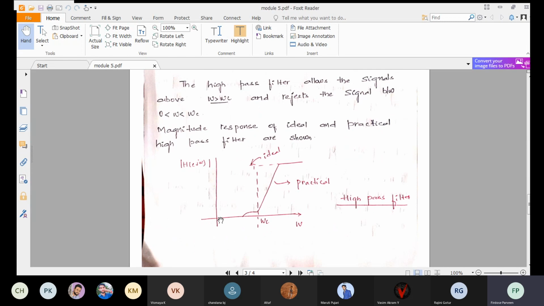See here, from 0 to omega c it blocks, whereas for frequencies greater than omega c it allows. So ideally the frequency response should be in this way, but practically we will not be getting that. So practically the response will be like this. So this is high pass filter.